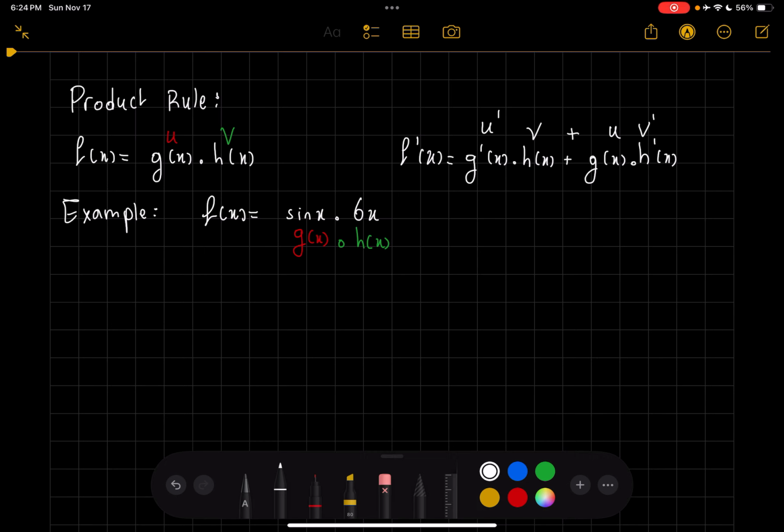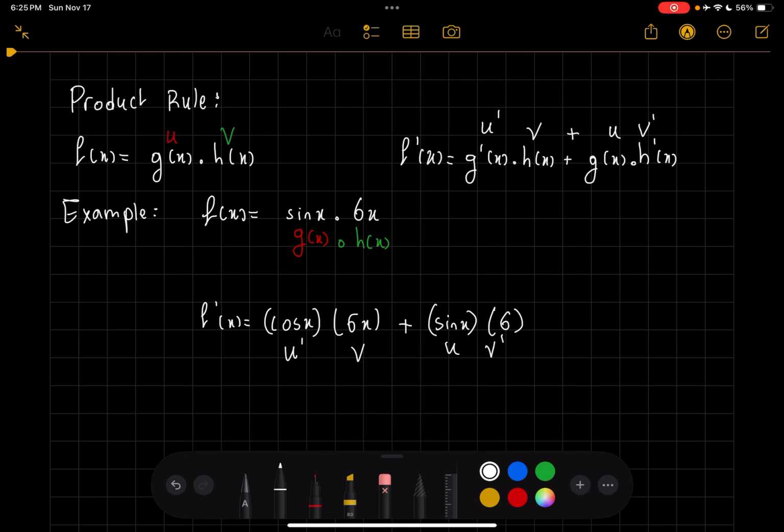So if we want to apply this to the example I gave you with sine x multiplied by 6x, first of all, you write that f prime of x is going to be the derivative of sine x, which is cosine x. That is going to be our u prime. V is literally the same as the 6x, so you rewrite it over here. That is your v, plus u, which is sine x, and v prime, which is 6.